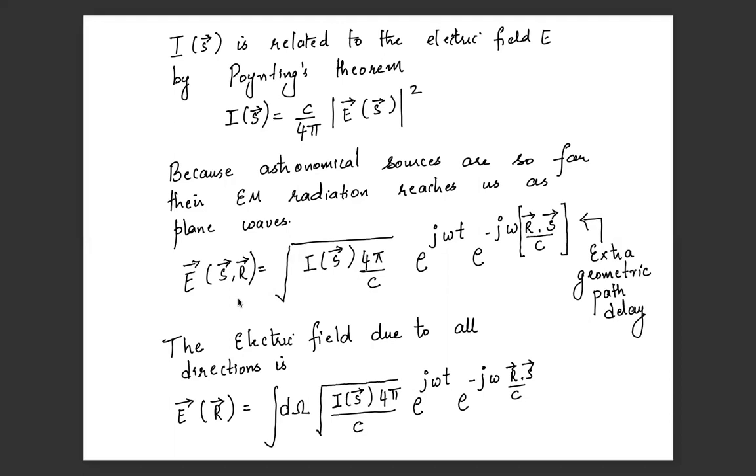Now, there is radiation coming from all directions. So the electric field due to all directions is just going to be the integral over all solid angles on the sky. And that's written in the last equation here. So this is just the integration over solid angles of this equation. So that's the electric field I would measure at a position R on the ground.